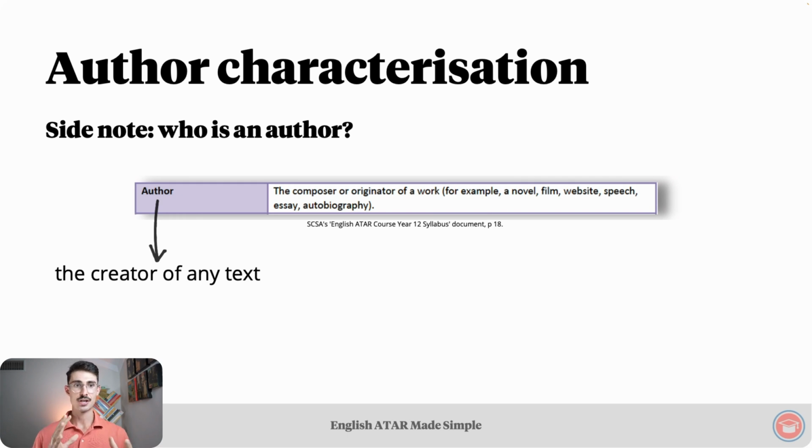Bear in mind that this term author is an umbrella term under which the more specific ways of referring to text creators fall. For instance, the example I used before: author, umbrella term. I can refer to a director as an author. I can also just refer to a director as a director.